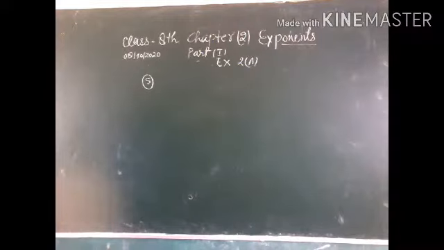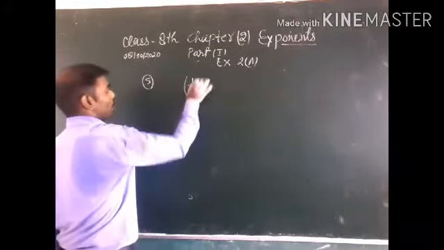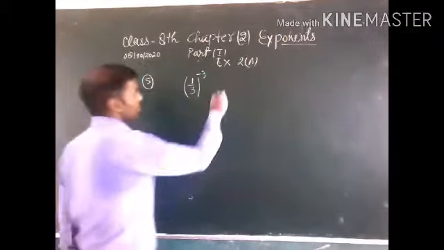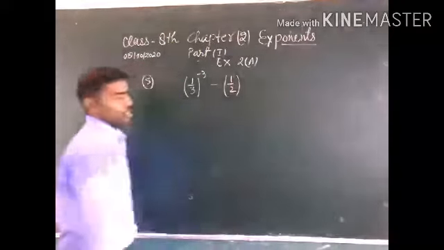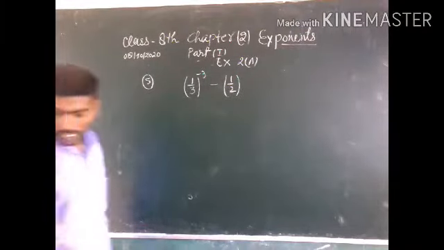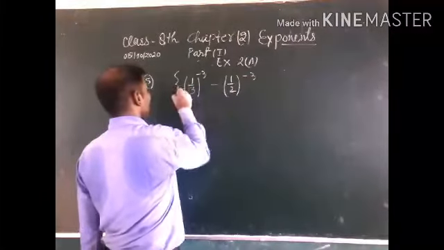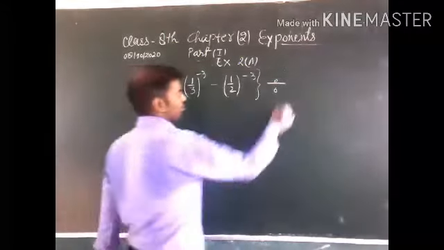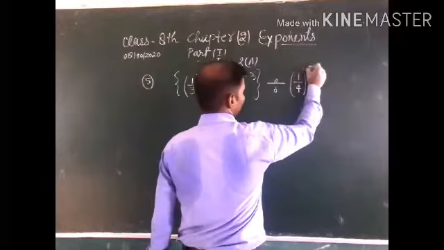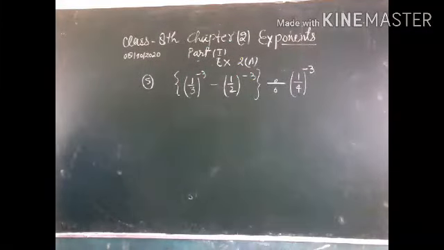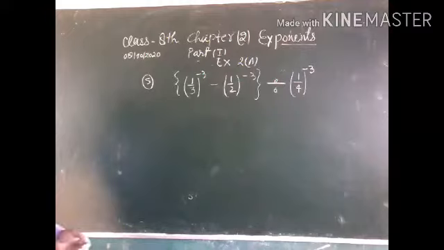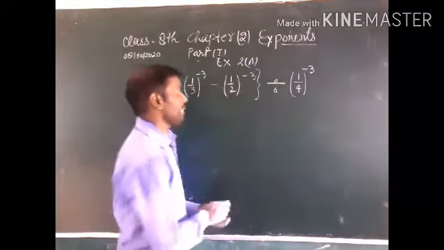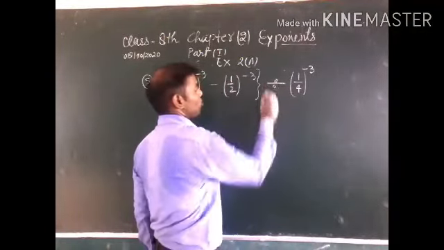Exercise 2a, question number 5. The question is {(1/3) to the power minus 3 minus (1/2) to the power minus 3} divided by (1/4) to the power minus 3. How can I solve this question?